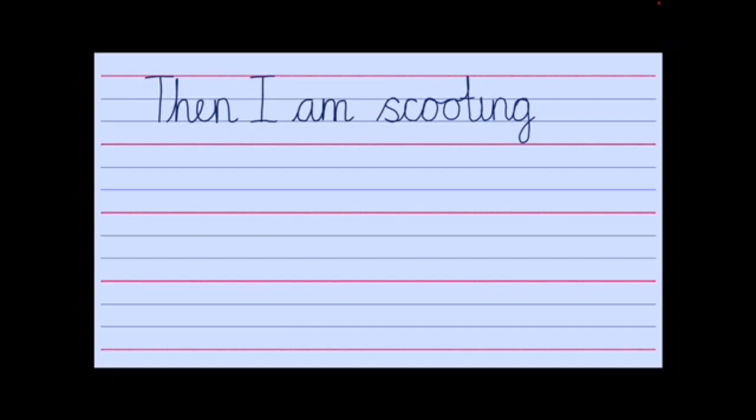Then I am scooting along a road. Then I am scooting. Now that's k. Think about the letter that will come after the k to decide whether to put a C or a K. Sk. And it was a C because it's followed by an O. Scooting. Do you think they're on a scooter? Or just going really fast? Along. Road. A road.